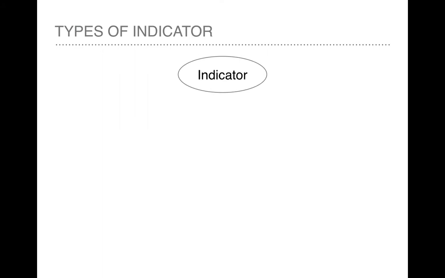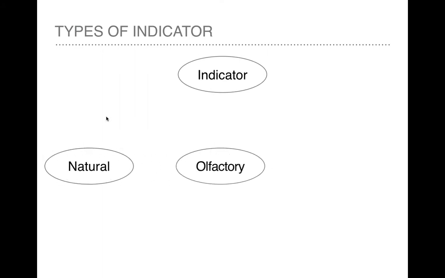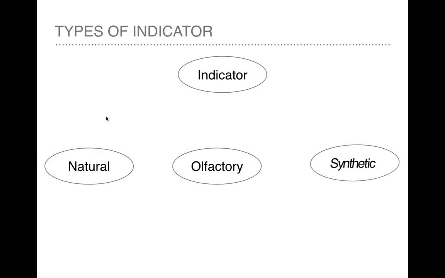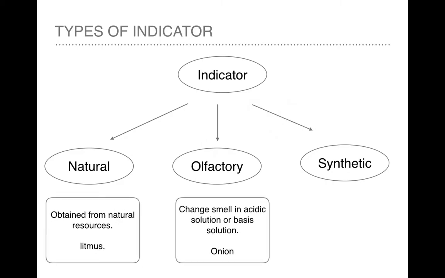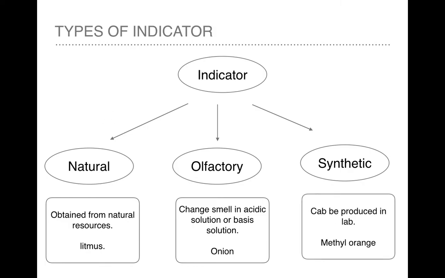Types of indicators. There are natural indicators, olfactory indicators, and synthetic indicators. Natural indicators are obtained from natural resources, like litmus. Olfactory indicators change smell in acidic or basic solution, like onion. And synthetic indicators can be produced in the lab, like phenolphthalein or methyl orange. So these are the three types of indicators that we can see. Please note it down.